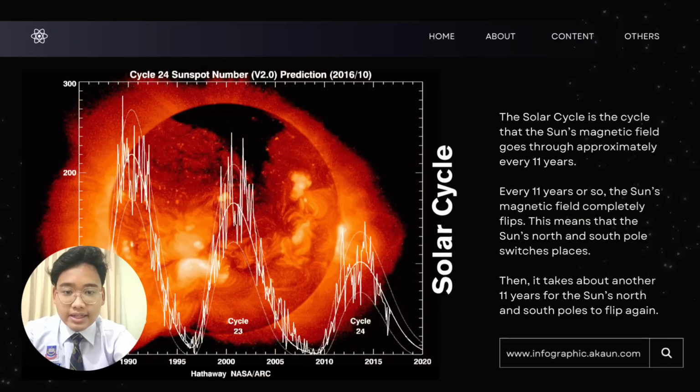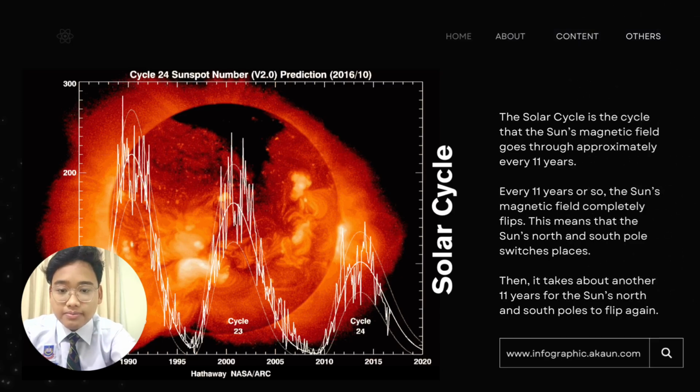The solar cycle is the cycle that the sun's magnetic field goes through every approximately 11 years. Every 11 years or so, the sun's magnetic field completely flips. That means the sun's north and south poles switch places. Then it takes about another 11 years for the sun's north and south poles to flip again.